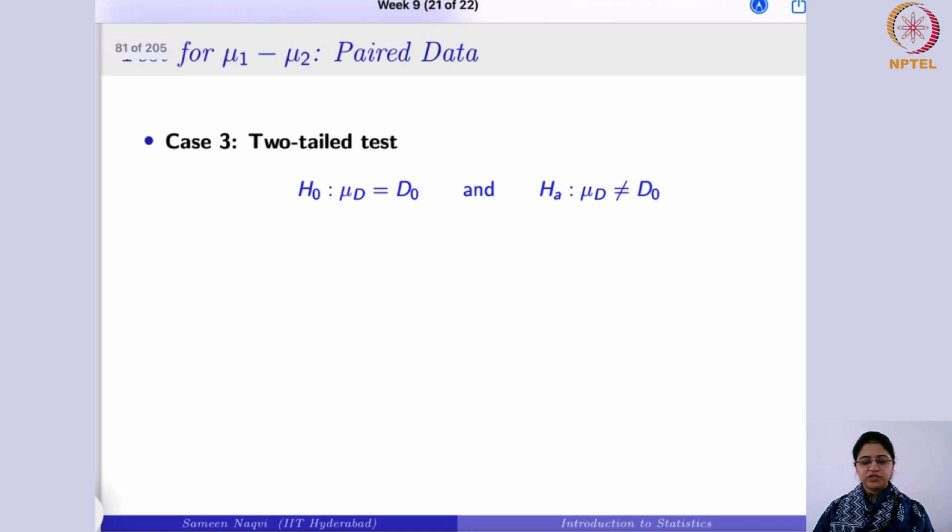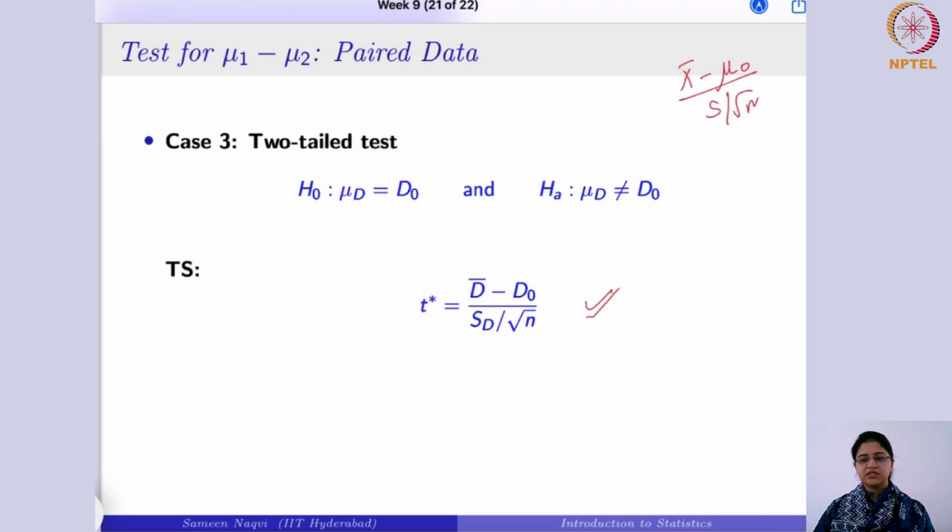Likewise, the two tail test would be that the difference of the two population means is not equal to d naught. In this case, you will get d bar minus d naught over sd by root n. It is the same way, if you can recall, as x bar minus mu naught over s by root n, right? We had this for a single sample problem. So what we do is we have paired data. We try to make it independent by taking the difference of their corresponding observations. So what you get is your d bar.